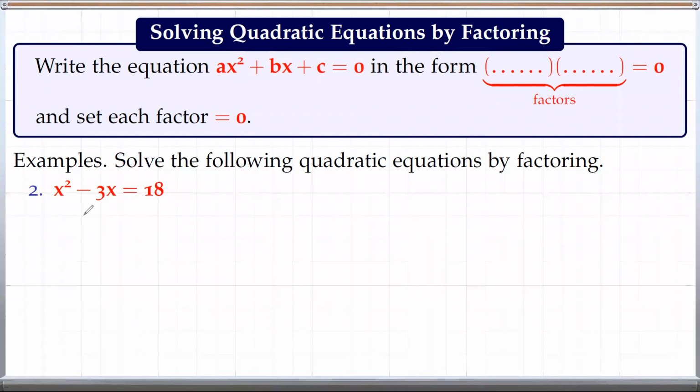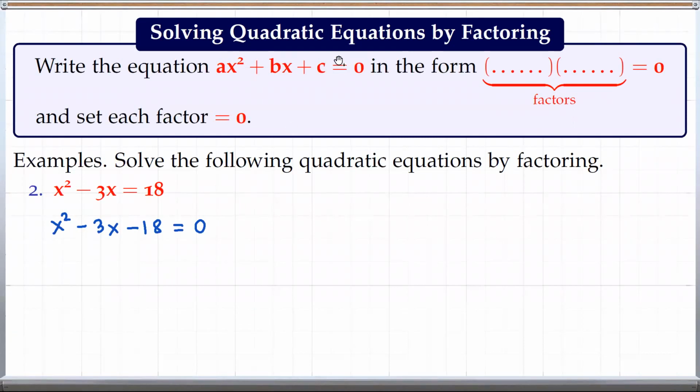Here we are given x squared minus 3x equals 18. So this is not in factored form. We have to factor this now. But before that, we write this in the standard form, meaning we write everything on the left side. We have x squared minus 3x. So subtract 18 from both sides. You get x squared minus 3x minus 18 equal to 0. So this is the standard form. Now we want to factor this.